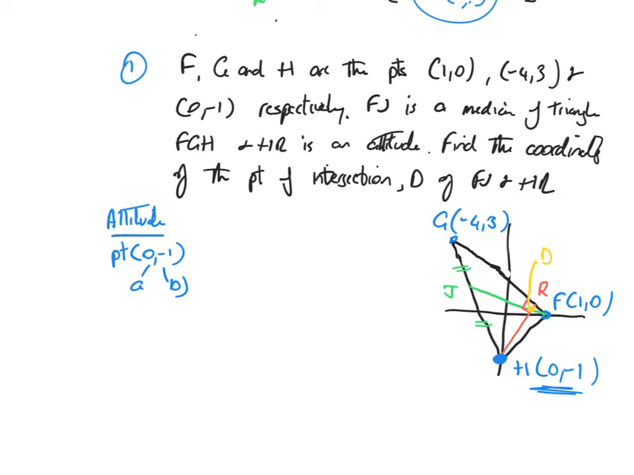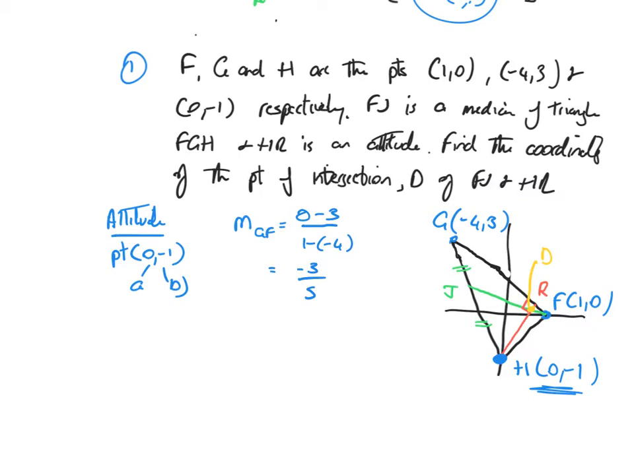So how will I get the gradient? Well, I'm going to have to find the gradient of this line and then do the m1 m2 equals -1. That's the flip and invert bit to get the gradient of the altitude. Okay, so first of all, it's going to be the gradient of GF. So that's going to be y2 minus y1 over x2 minus x1. So that's going to be 0 minus 3 over 1 minus 4. Okay, so that's -3 over 1 minus 4, which is 1 plus 4, that's 5.